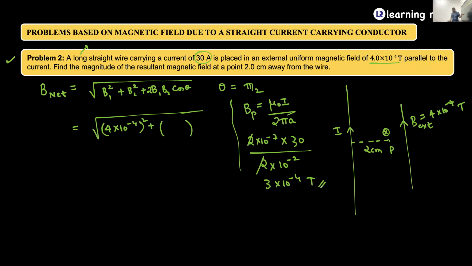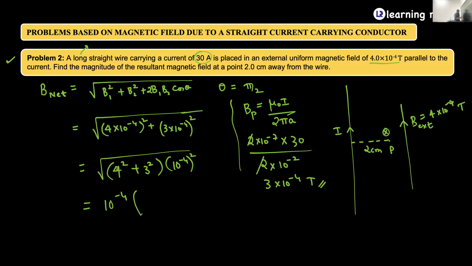So 30 into 10 power minus 5 is the same as 3 into 10 power minus 4. So the value that we are supposed to substitute here is 3 into 10 power minus 4, the whole square. So what is common in both? 10 power minus 4. So it will be square root of 4 square plus 3 square into 10 power minus 4, the whole square. So 10 power minus 4, the whole square's square root is 10 power minus 4, into root of 4 square plus 3 square, which is going to be 5. So the answer will be 5 into 10 power minus 4 Tesla.